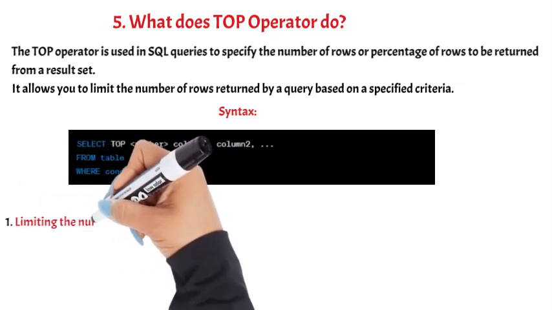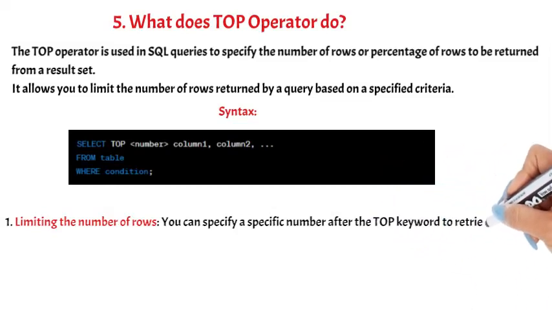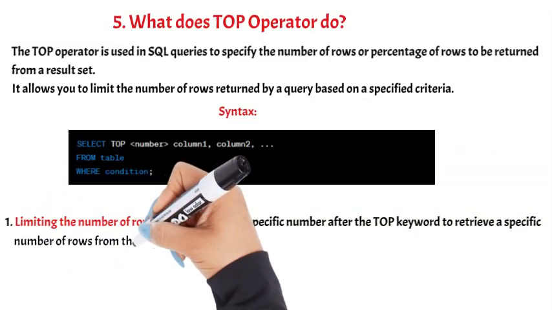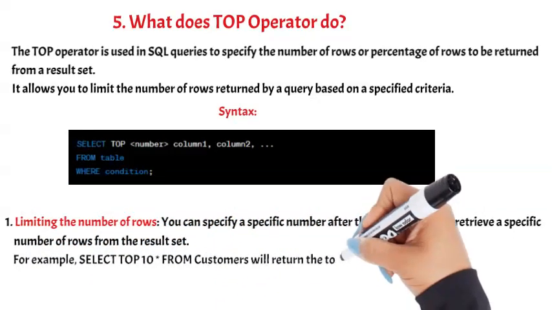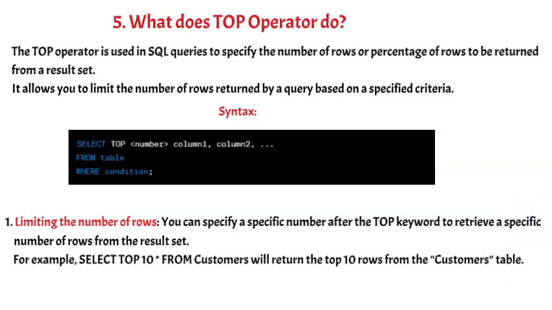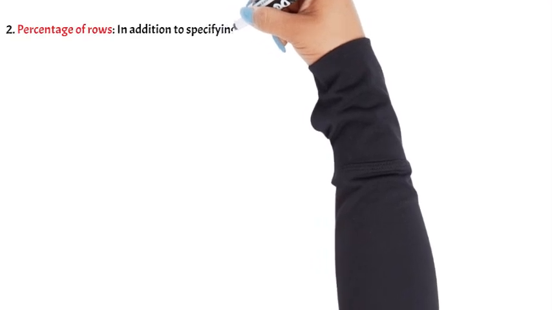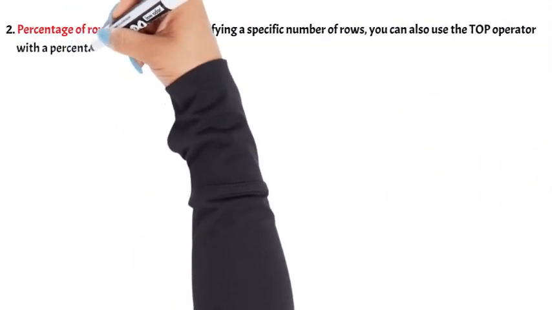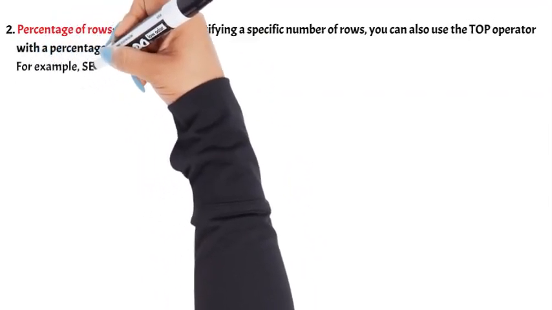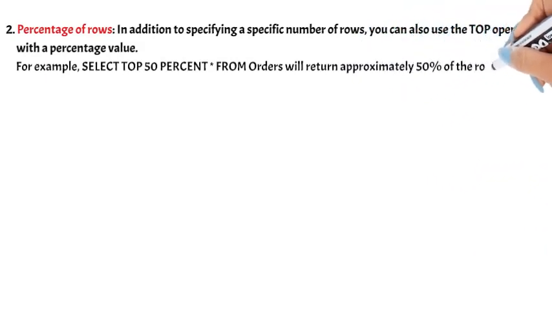1. Limiting the number of rows. You can specify a specific number after the TOP keyword to retrieve a specific number of rows from the result set. For example, SELECT TOP 10 * FROM customers will return the top 10 rows from the customers table. 2. Percentage of rows. In addition to specifying a specific number of rows, you can also use the TOP operator with a percentage value. For example, SELECT TOP 50 PERCENT * FROM orders will return approximately 50% of the rows from the orders table.